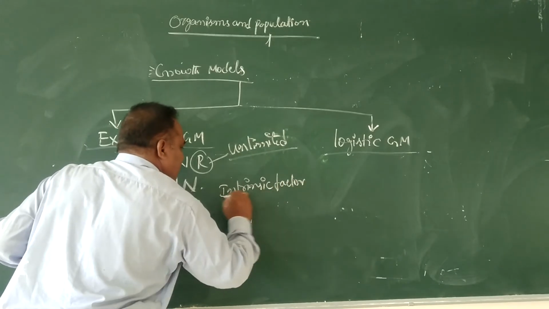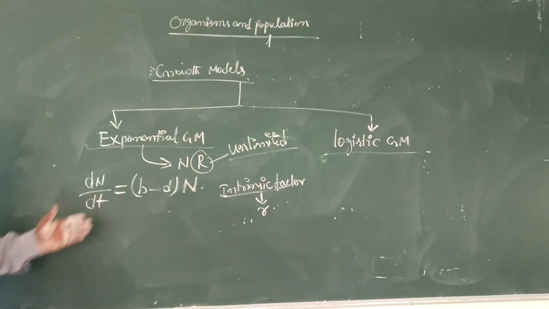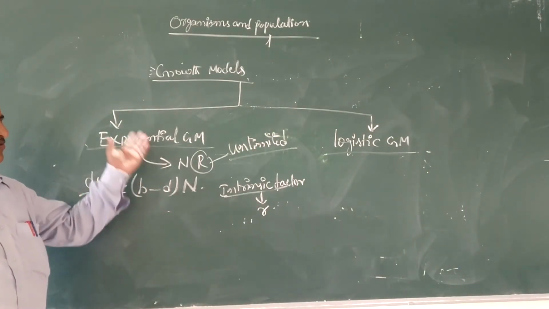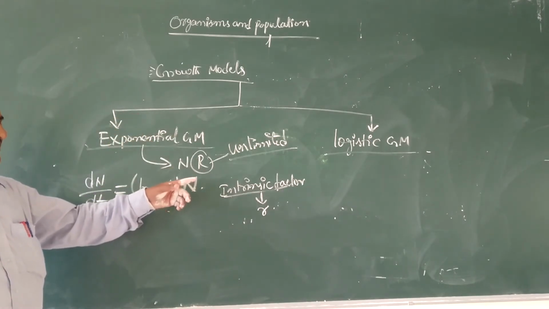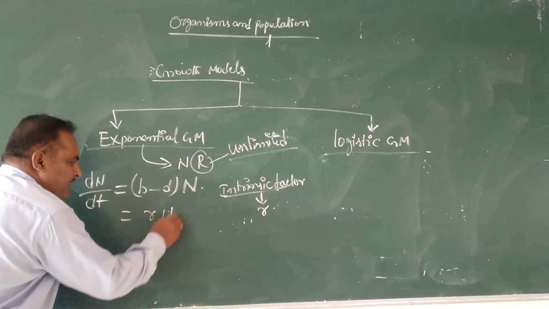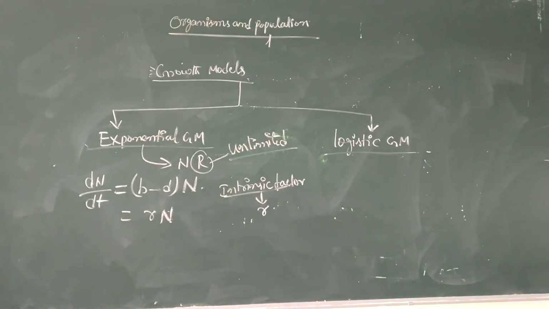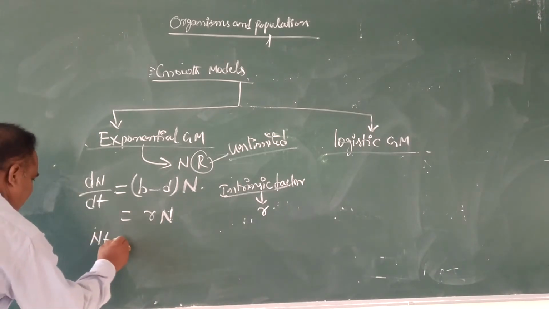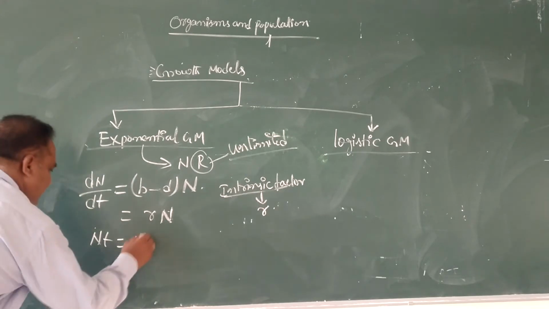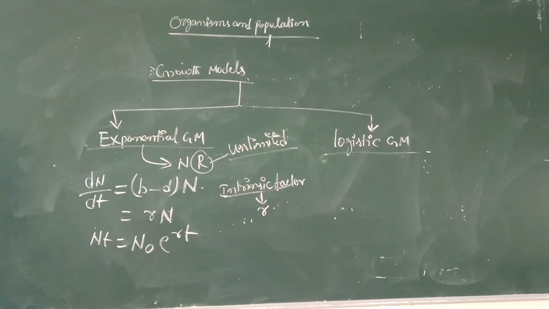Here, the intrinsic factor is r. What is that? Birth rate and death rate, which always depend on the intrinsic factor, that is r. Therefore, dN/dt equals rN. It is also represented in the form of Nt equals N0 e to the power of rt.